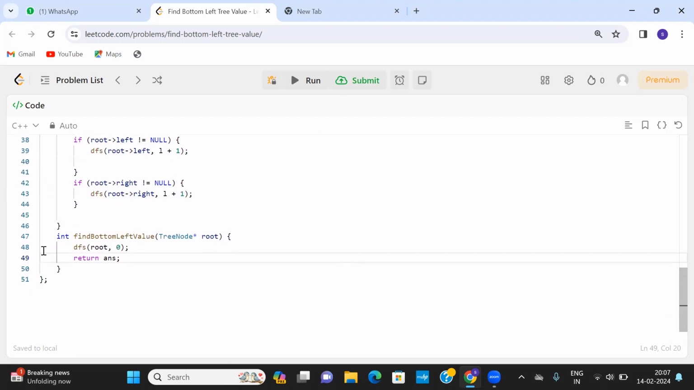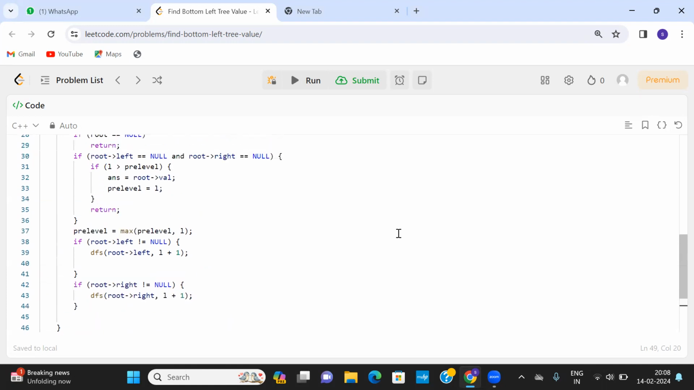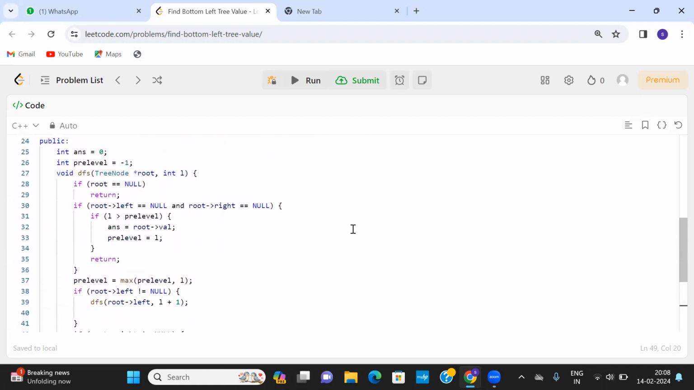Now what we did, we have called a function DFS and passed root and 0. Why we have passed 0? Because we are treating the level at which our root is there as level 0. Level 0 is the level at which the root of the tree is given to us. So we are passing root and the level is 0. So let us see our DFS function now.